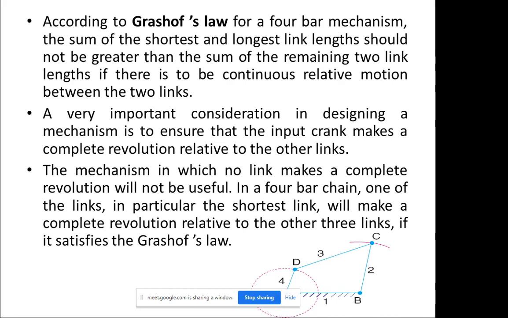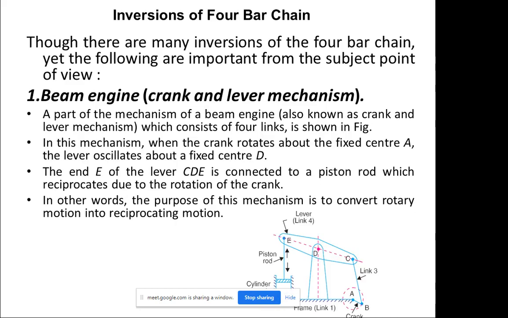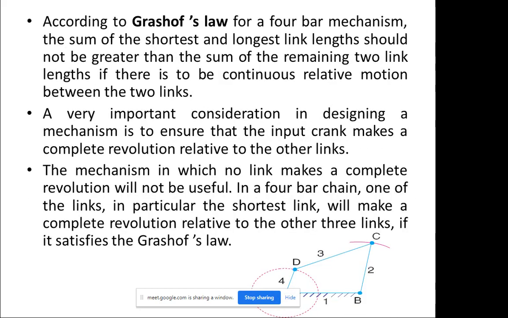A very important consideration in designing a mechanism is to ensure that the input crank makes a complete revolution relative to the other links. A mechanism in which no link makes a complete revolution will not be useful. In a 4-bar chain, one of the links, in particular the shortest link, will make a complete revolution relative to the other 3 links if it satisfies Grashof's law. Okay, so let us see some animation based on this. I will minimize it.